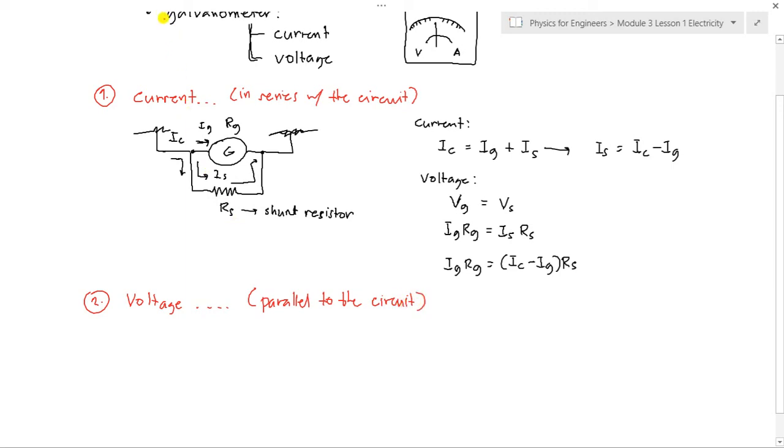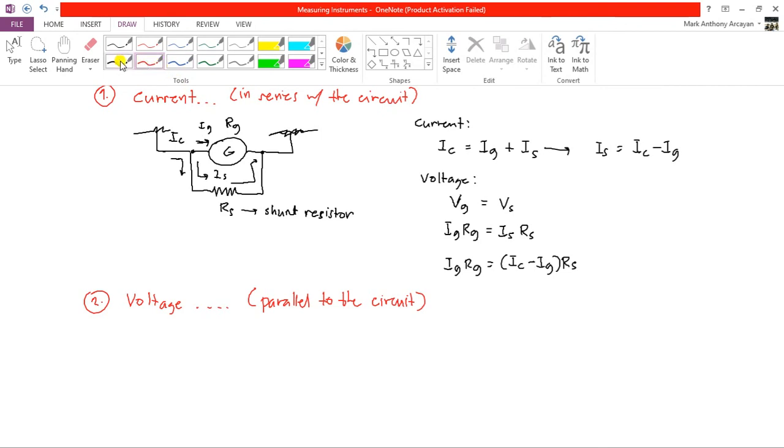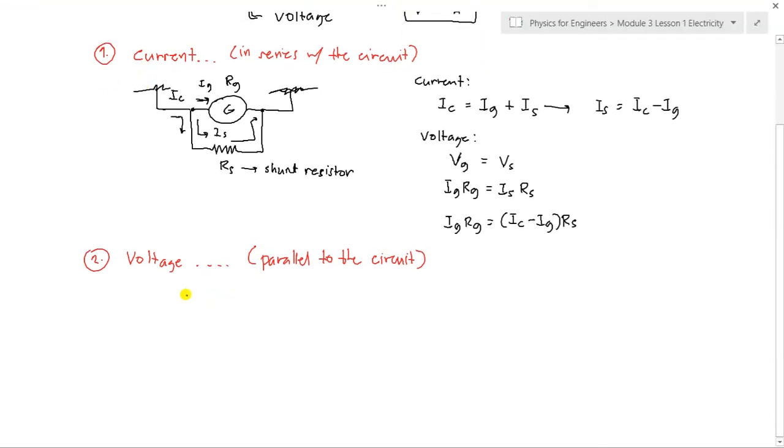Or to the device that you are measuring. So the setup for the voltage, from the circuit, is in parallel. The galvanometer, with some internal resistance, then you connect the shunt in series. This is our shunt resistor when we measure voltage.